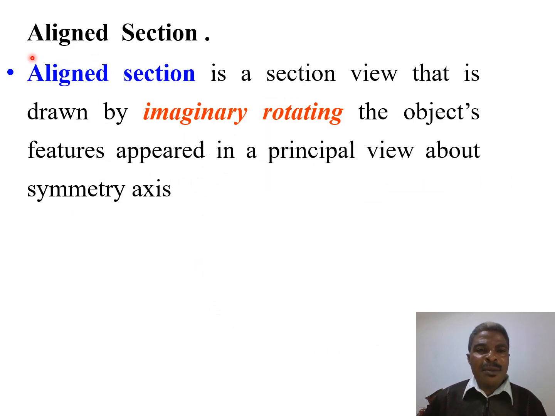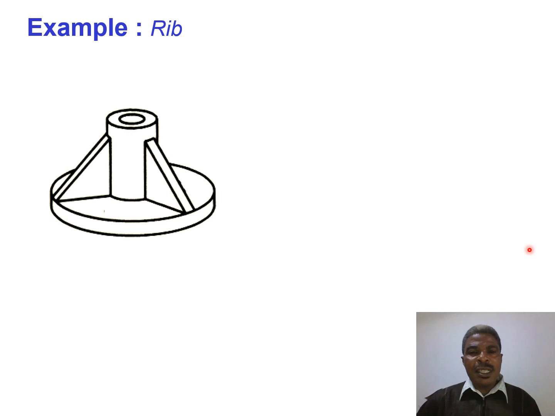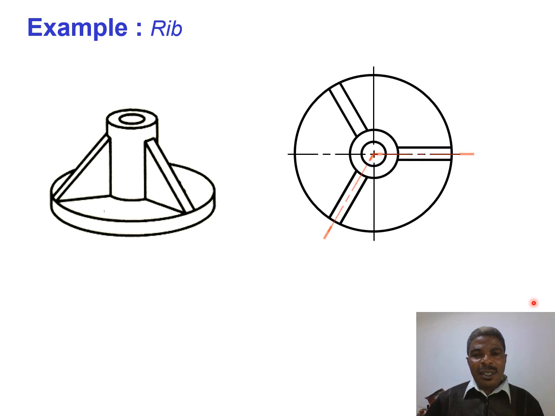Let's see another method, which is aligned section. Another type. An aligned section is a section view that is drawn by imaginarily rotating the object's features that appear in a principal view about the symmetry axis. You have to imagine that it is rotating, with the features appearing in the principal view about the symmetry axis. In this example, we are given a rib. A rib is provided.